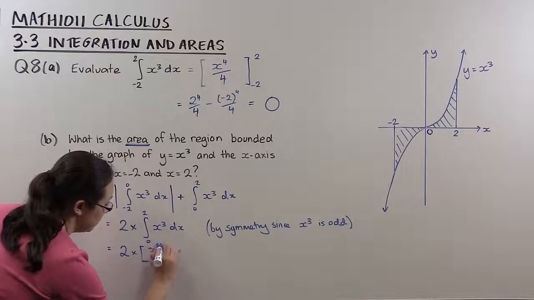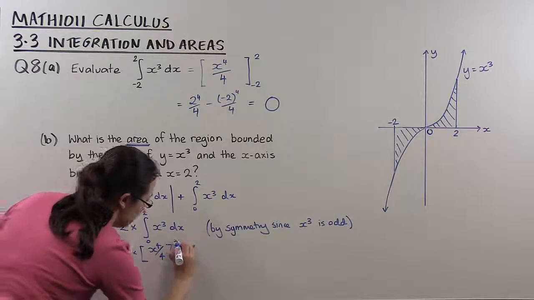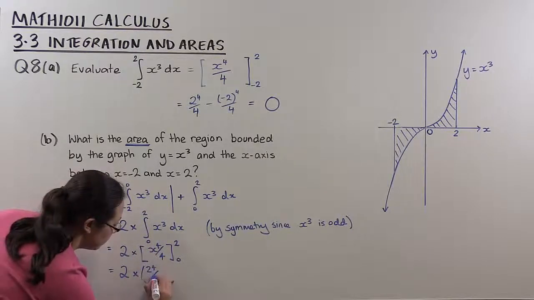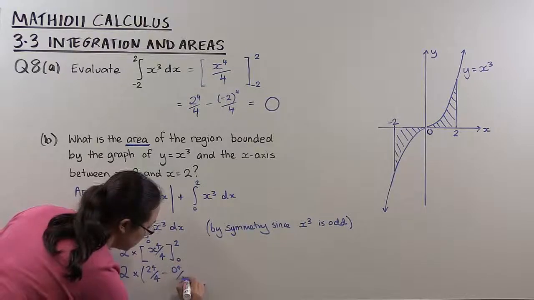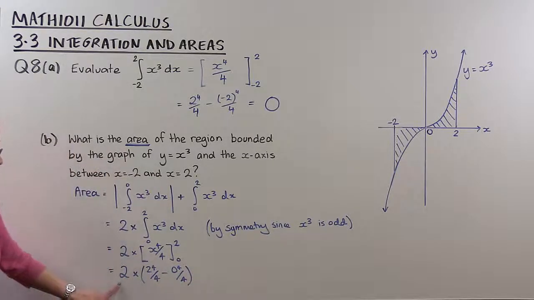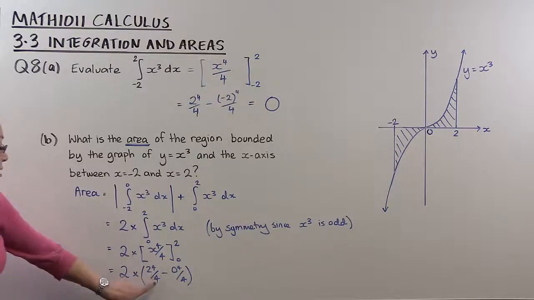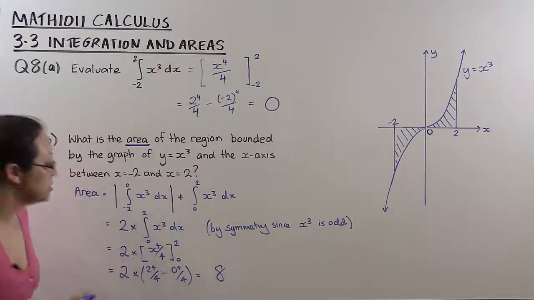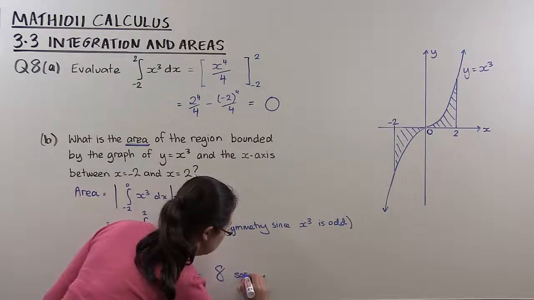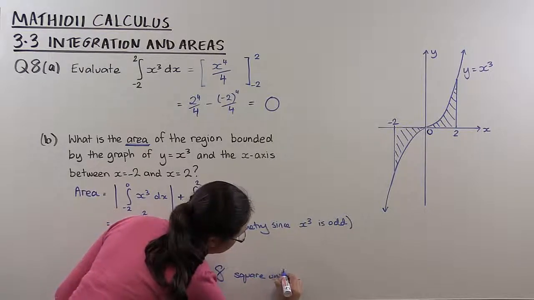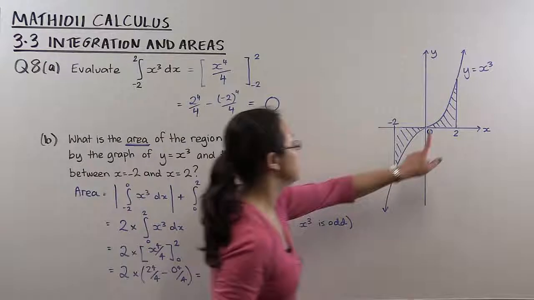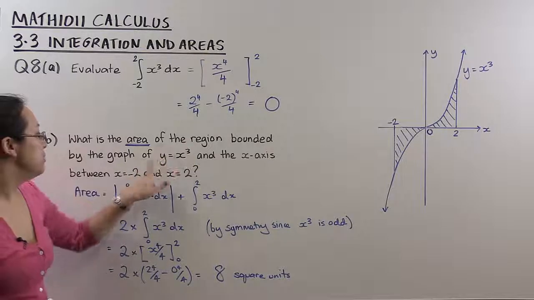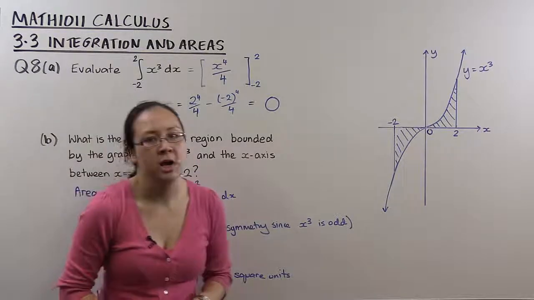We know an antiderivative is x to the 4 on 4. And we're going to substitute in these limits. So we have 2 to the 4 divided by 4 minus 0 to the 4 divided by 4 there. So here we have 2 times 16 divided by 4. So 2 times 4, which is 8. So we know that there are 8 square units of area. So these are actually 4 each. And that's the area of the region bounded by that graph between -2 and 2 there.